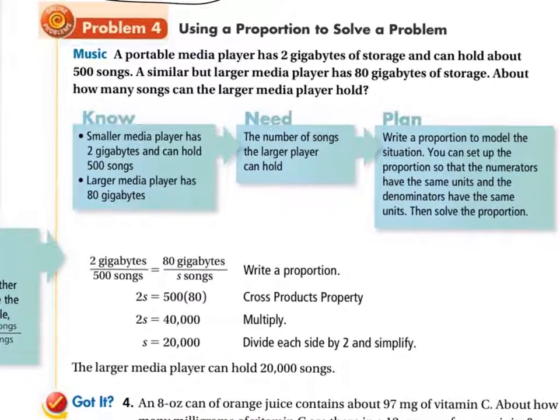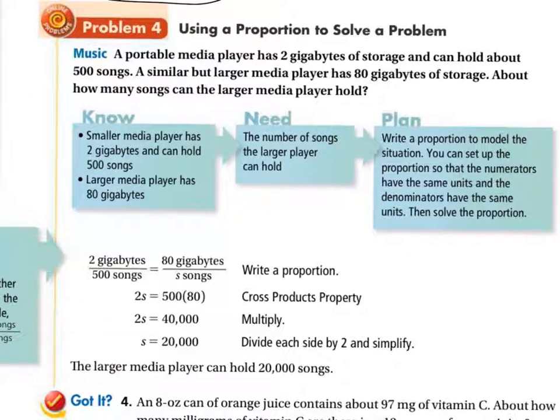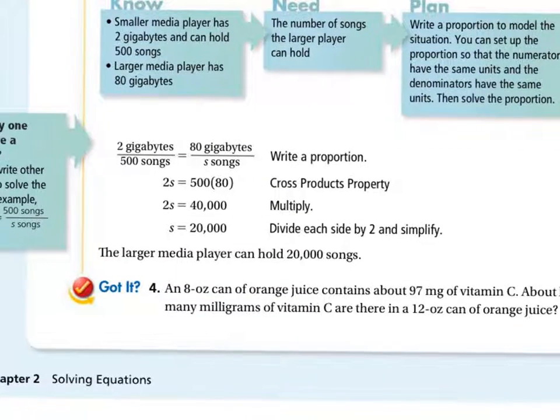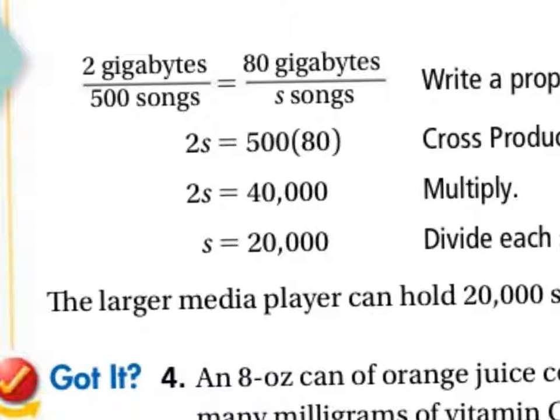Okay, so problem 4. A portable media player has 2 gigabytes of storage and can hold about 500 songs. A similar but larger media player has 80 gigabytes of storage. About how many songs can the larger media player hold? Technically it didn't say write a proportion and solve it. So I know you could look at it and say, well, 2 to 80, that's 40 times as much. It's going to be 40 times as many songs. Okay, that's fine. Just to practice though, that's how they set it up.